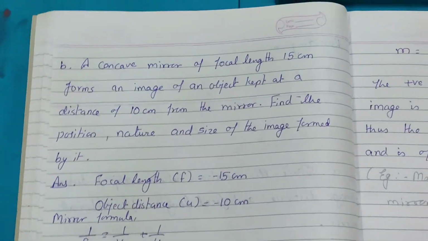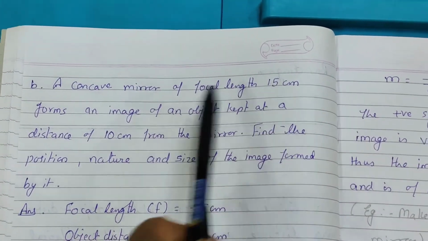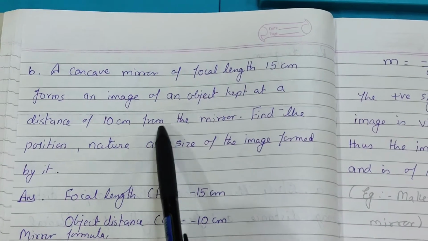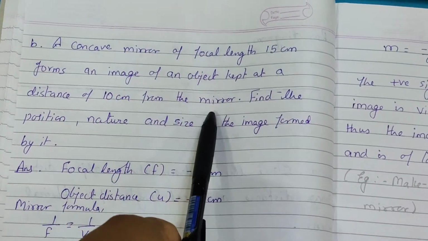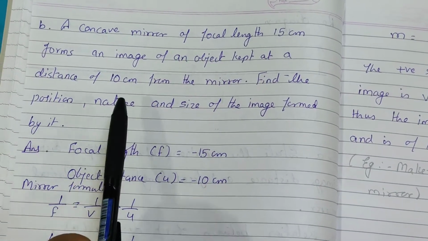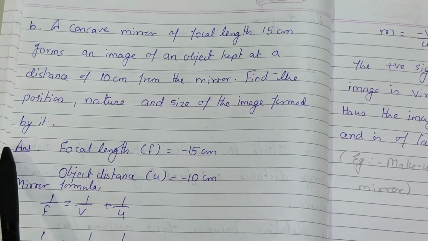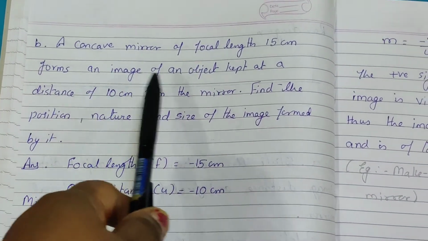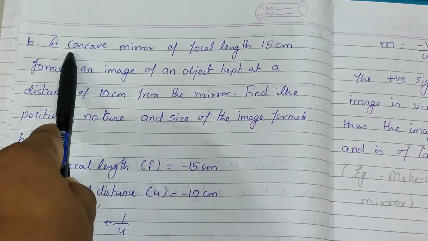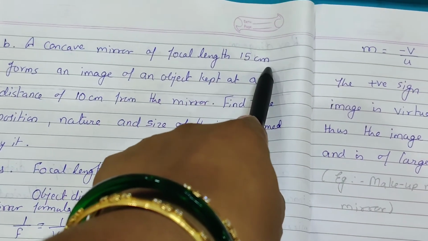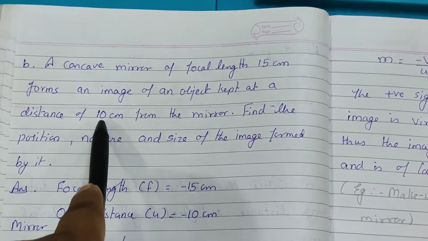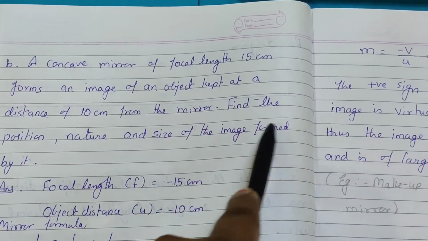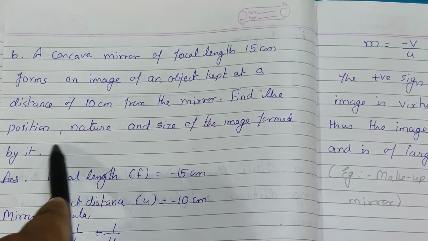Next part, a concave mirror of focal length 15 centimeter forms an image of an object kept at a distance of 10 centimeter from the mirror. Find the position, nature and size of the image formed by it. What is given? First, it is a mirror and its focal length is 15 centimeter. The object distance is given as 10 centimeter. So we have to find the nature, size and position.